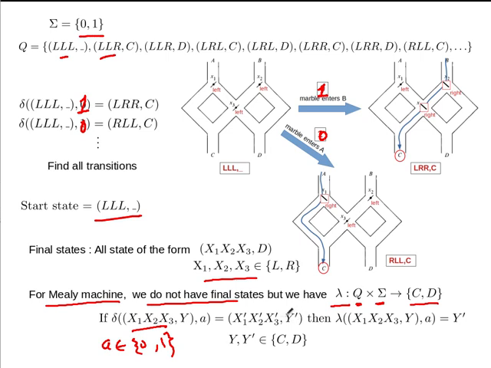So the output should be the C or D through which the ball left. So this is the output. Okay, and this is the current state. This is the symbol on which you are making the transition. So this is the same as this delta, and this is the output. So this is how you construct a Mealy machine.